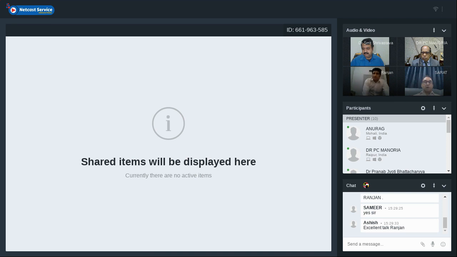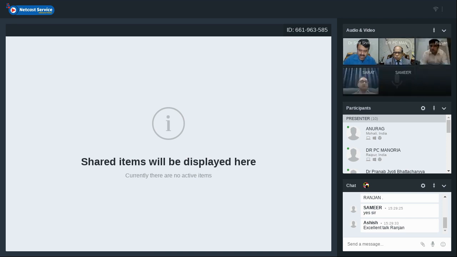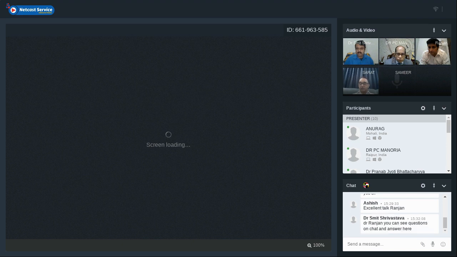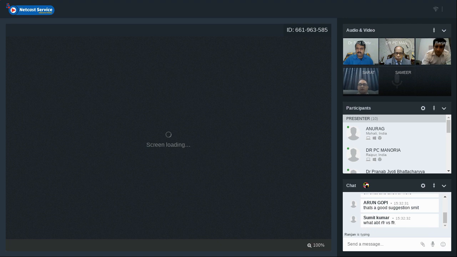No, we checked it earlier and he said, okay, let me go to this share screen. Yeah, now it will be visible. The screen is loading. How about it now, sir? Now it is under process. The screen is loading. Slides have not yet come. We checked it before Ranjan's talk and everything looked all right. You have many slides, that's why it's taking time. Your PPT is big, that's why it's taking time.